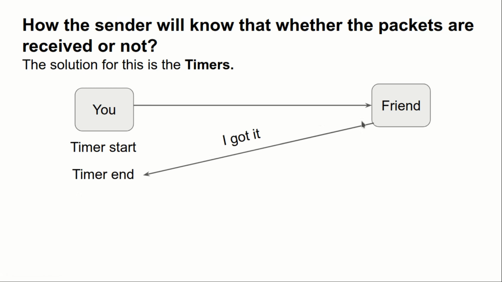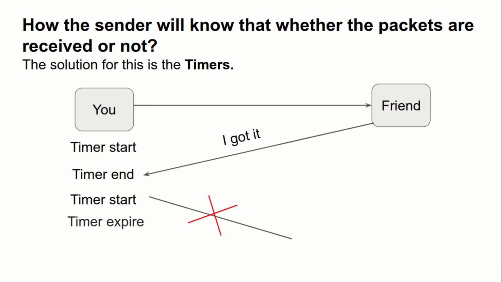After that, you will again send another packet to your friend, and in this way the timer will start again, but the packet is not received by your friend. Your friend is waiting for the next packet, but it is not received at your friend's computer. The timer has some kind of limitation, so it will expire after some time.